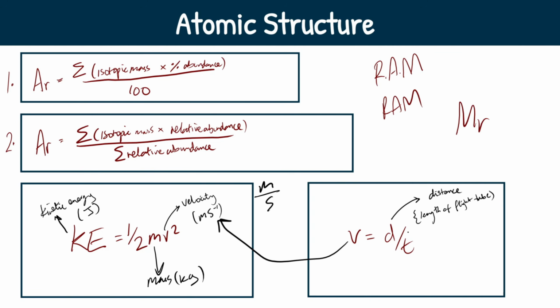So if we want to know what our unit of distance is, the length of the flight tube, it's going to be meters. Pretty simple. Hopefully that makes sense. Time in seconds. Easy stuff, guys. Do your best to remember these. This is every equation you need to know for atomic structure.